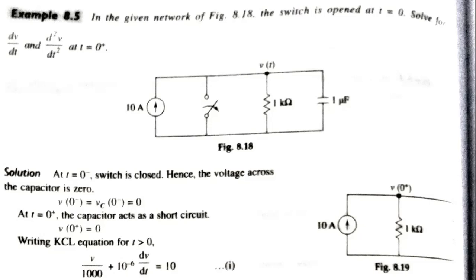If you observe this circuitry, you will find R is connected in parallel with the capacitor, and the switch is there, and the current source along with the voltage source. So here we are interested in dv by dt as well as d square v by dt square at t is equal to 0 plus, obviously.